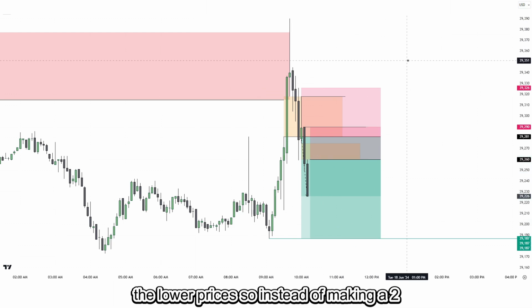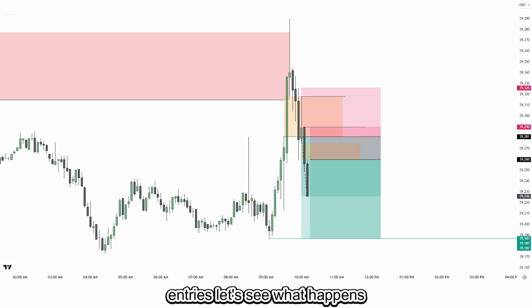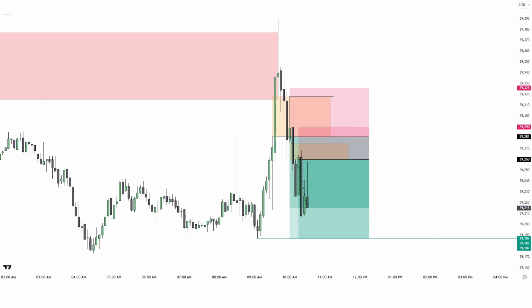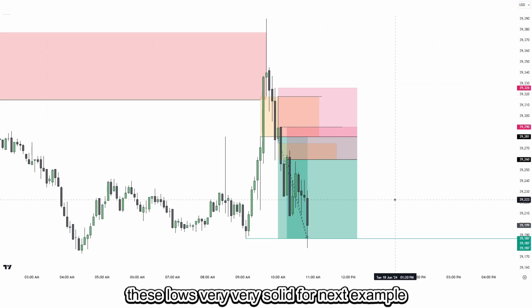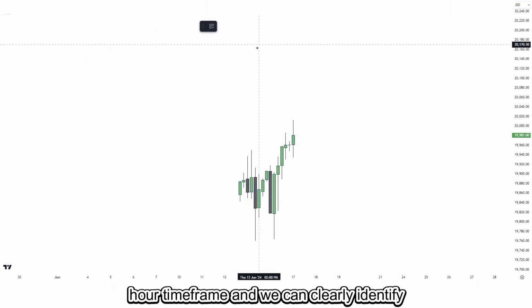So instead of making a 2-to-1 R on this trade, I can make a 3-to-1 R, right? This is the power of scaling in, and why it's important to scale in once you gain confirmation and you gain additional entries. Let's see what happens. Price comes into that bearish fair value gap, and then we see the push to the downside, down below these lows. Very solid.